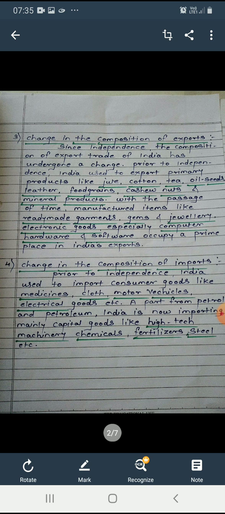India is now importing mainly capital goods like high-tech machinery, chemicals, fertilizers, steel, etc.